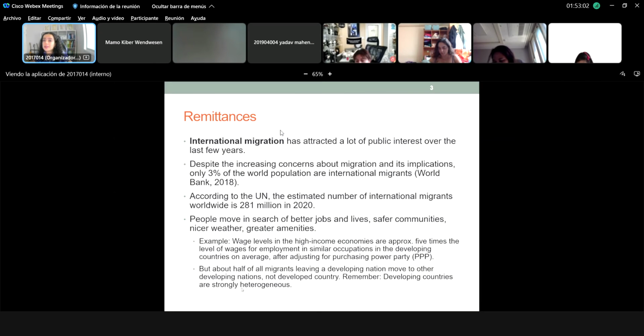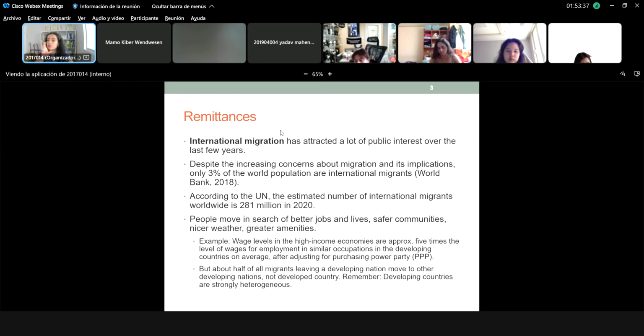But we need to be careful, because often when people think about international migration, they have in mind the pattern that people migrate from developing countries to developed countries. Even when we look at the statistics, it's not necessarily the case, because statistics show that only about half of all migrants that are leaving a developing country and migrating abroad are going to a developed country, and the rest go to another developing country.